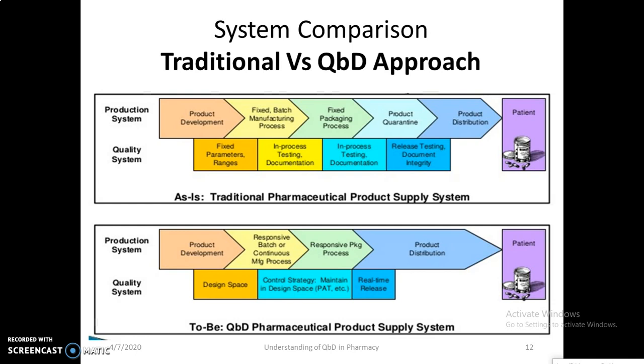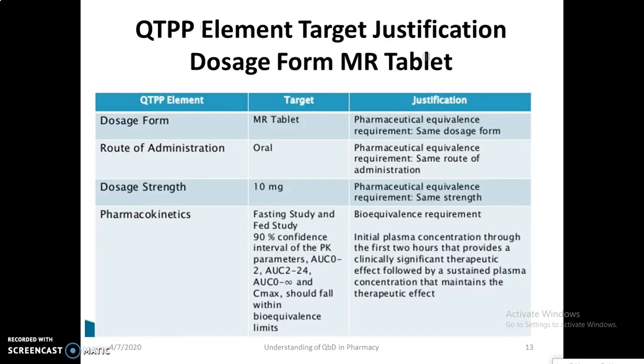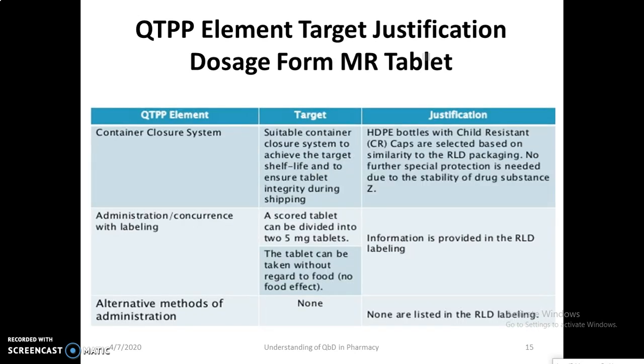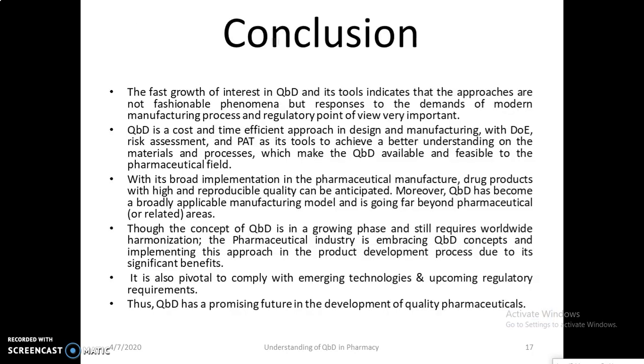We can minimize error and improve data integrity. You can make your product development much faster. QTPP elements, target justification, this is very important. All these things you have to think about, with the container closure system and all these things taken into consideration.